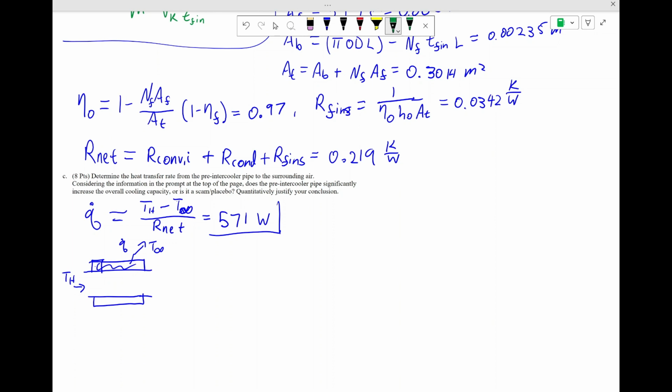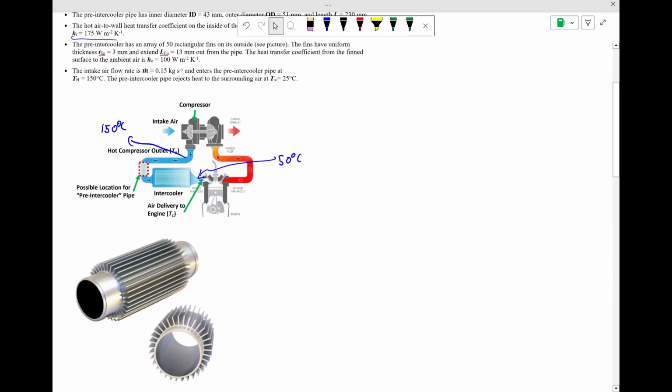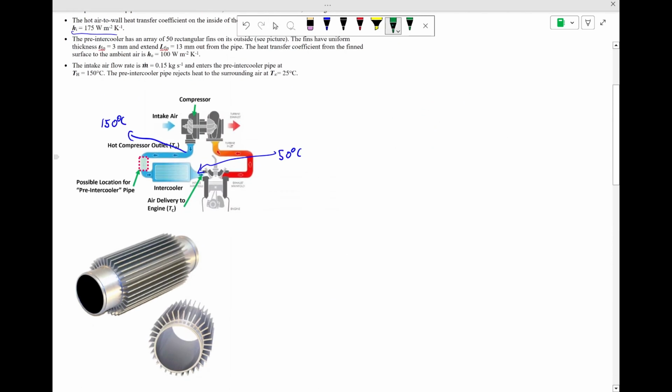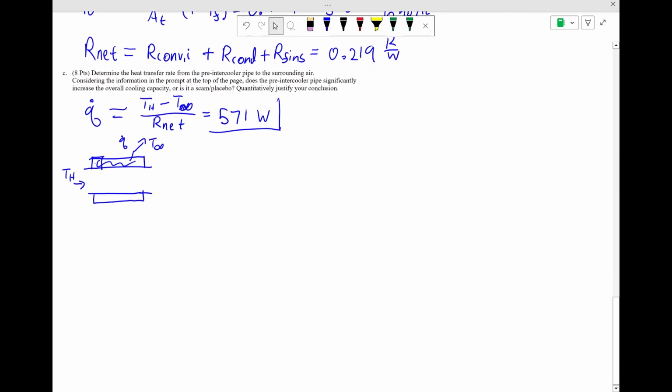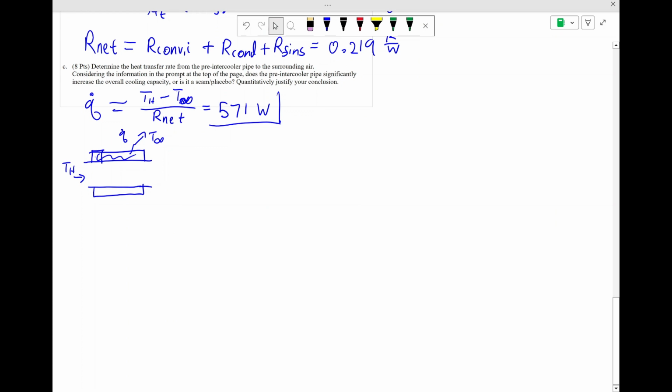So the question now is, is that a large heat transfer rate or a relatively insignificant one compared to what the overall intercooler system has to do? So recall that we have this pre-intercooler that you would install upstream of the main intercooler, and the question is, does this help much, or is it just sort of a scam or not something so valuable? So let's just look at what the overall intercooler has to do.